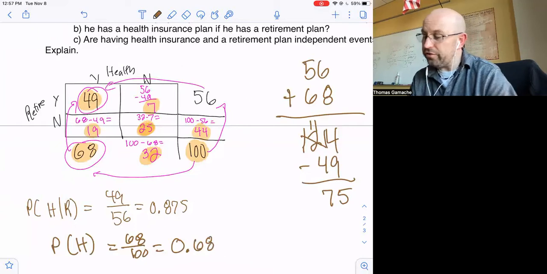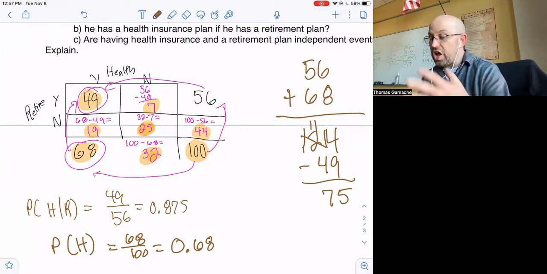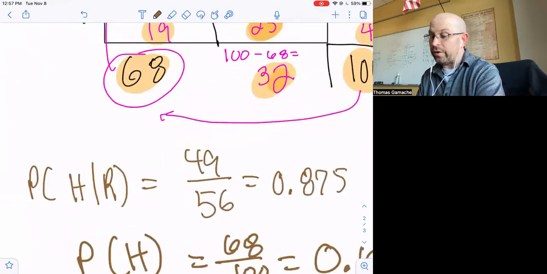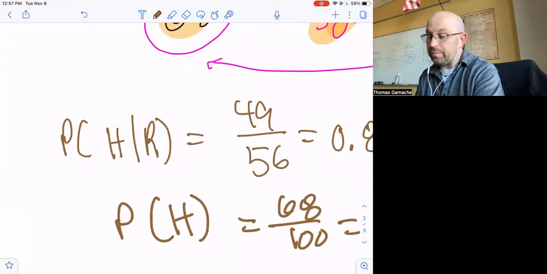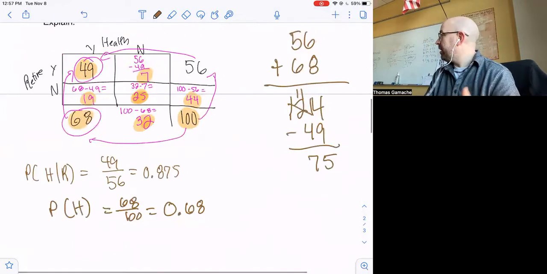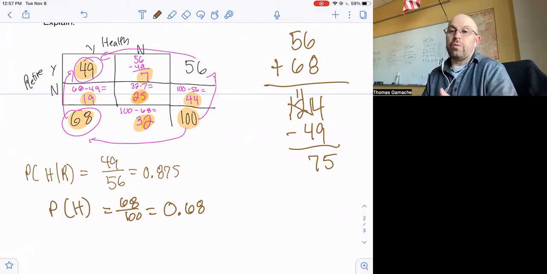Now, if having health insurance and a retirement plan are independent events, what we'd expect is that the probability of having health insurance, if you have a retirement plan, is not going to change. We should still be seeing the same ratio. We are not, however. All of a sudden, when we throw a retirement plan in there, we're getting a different probability here. We're getting something higher. That's telling me I'm more likely to have health insurance if I have a retirement plan. There's a relationship going on there, which means these events are not independent.